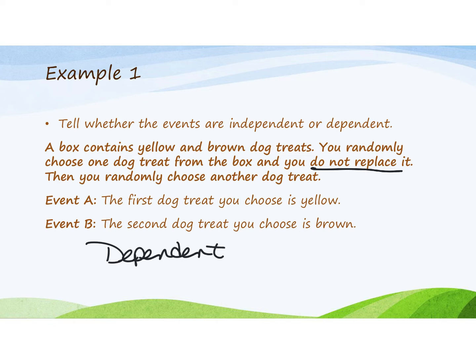Now, when we go to calculate these probabilities, the result of your first choice is going to affect the probability of the second event. Here is just a review of 12-1. For the probability of A, I need to count how many dog treats are in my box. I'm going to make up some numbers here. Let's say in the box there are 4 yellow and 6 brown.